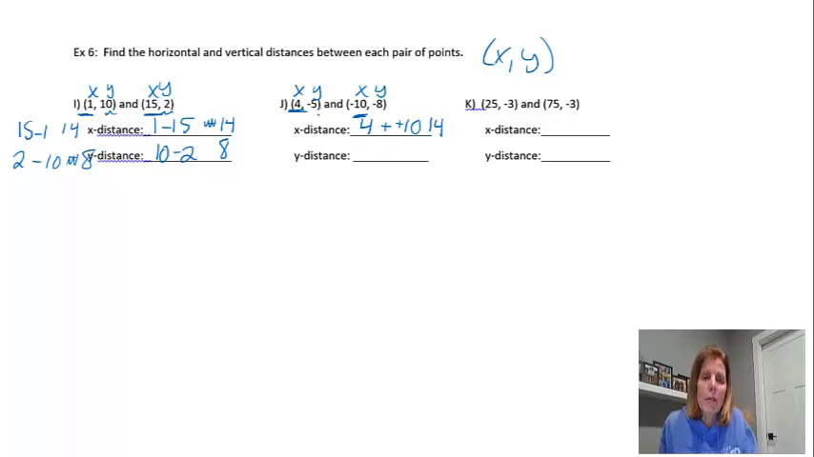And then my y distance, let me put squigglies under my y's. I'm going to have negative 5 minus negative 8. And again, I'm going to do leave change opposite. When I do that, I get 3. Again, you could just plug it in your calculator.